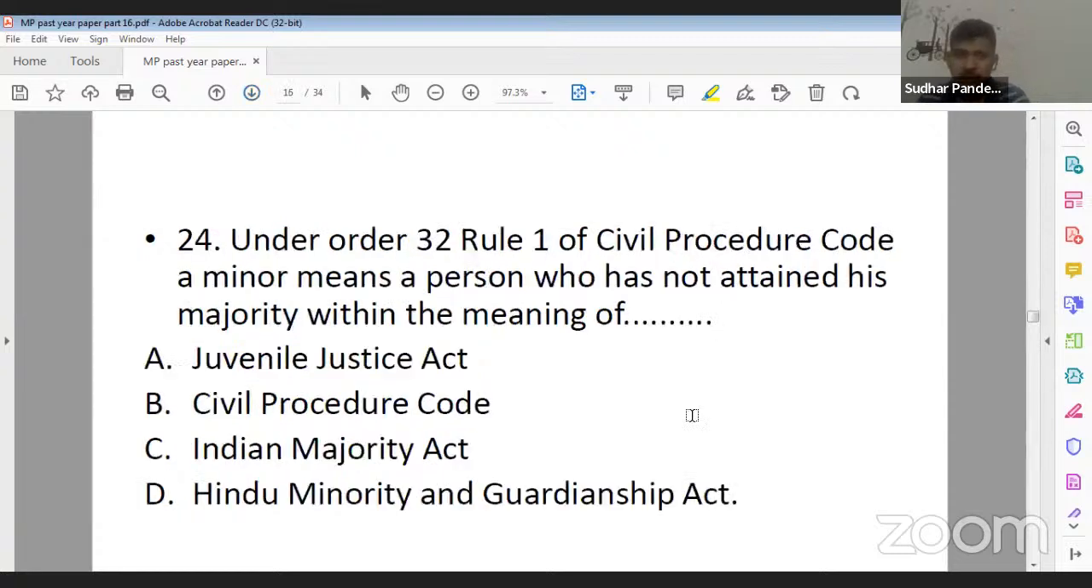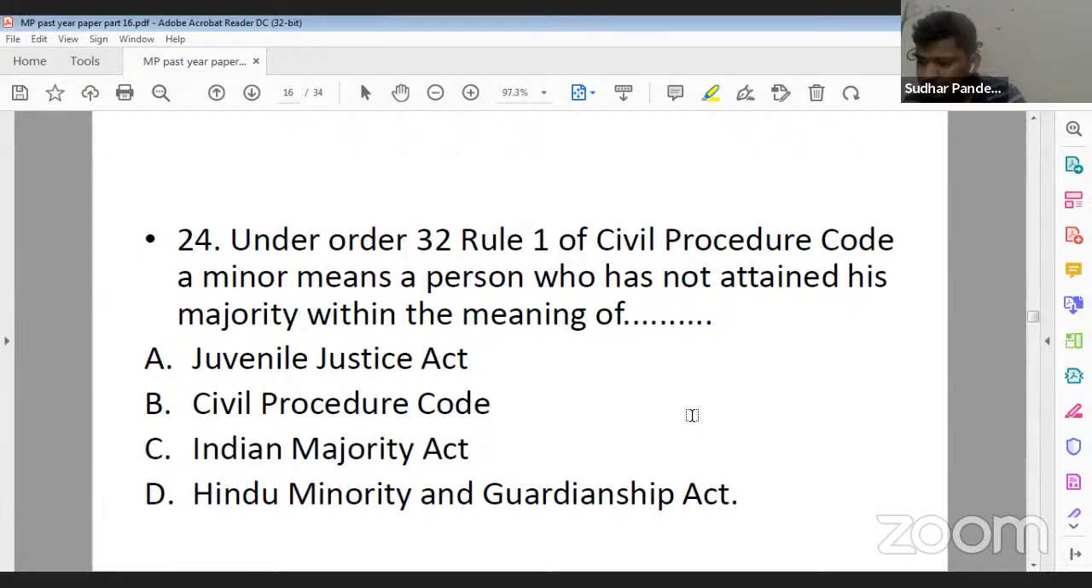Question number 24. Again related with Order 32. Order 32 Rule 1 of C.P.C. states about a minor means a person who has not attained his majority within the meaning of. So here let me explain. Question number 24 is simply asking what is the age of majority? Whatever is the age of majority as per Order 32 Rule 1 of C.P.C., that definition of majority is taken from which act? Option A, Juvenile Justice Act. Option B, Civil Procedure Code. Option C, Indian Majority Act. And option D, Hindu Minority and Guardianship Act.